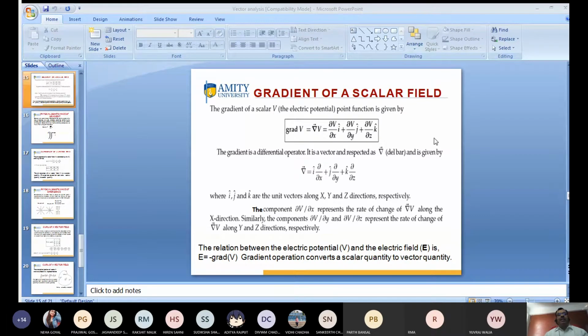I already discussed this one. In the previous lecture, I discussed in detail the gradient. Does anyone have a doubt? Yes or no? I tell you, when del is operated on any scalar point function, this is gradient. Again, when del is operated on any vector point function with dot product, this is known as divergence. And when del is operated on any vector point function with cross product, this is known as curl. This is very important.